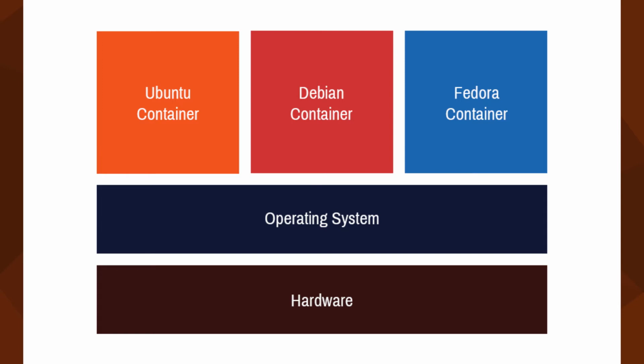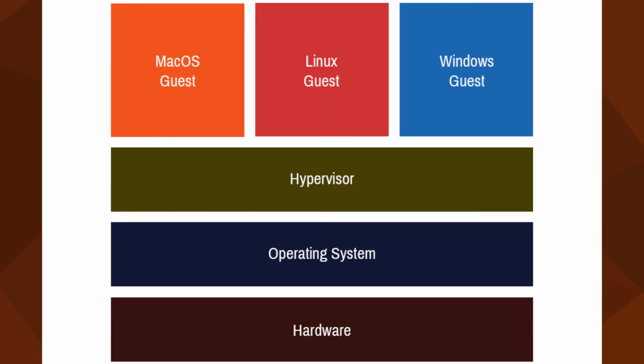So this is the graphical representation of LXC architecture. You can see that the operating system runs on hardware and some LXC containers such as Ubuntu, Debian, Fedora run on top of the operating system. If we compare that with the virtualization architecture, you can see that virtualization has an extra part called the hypervisor. The hypervisor simulates real hardware for its guest operating systems or virtual machines.